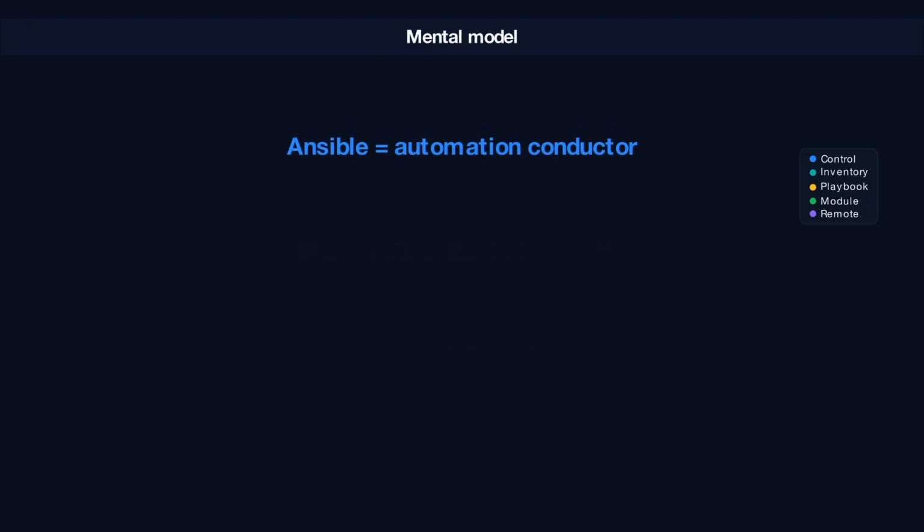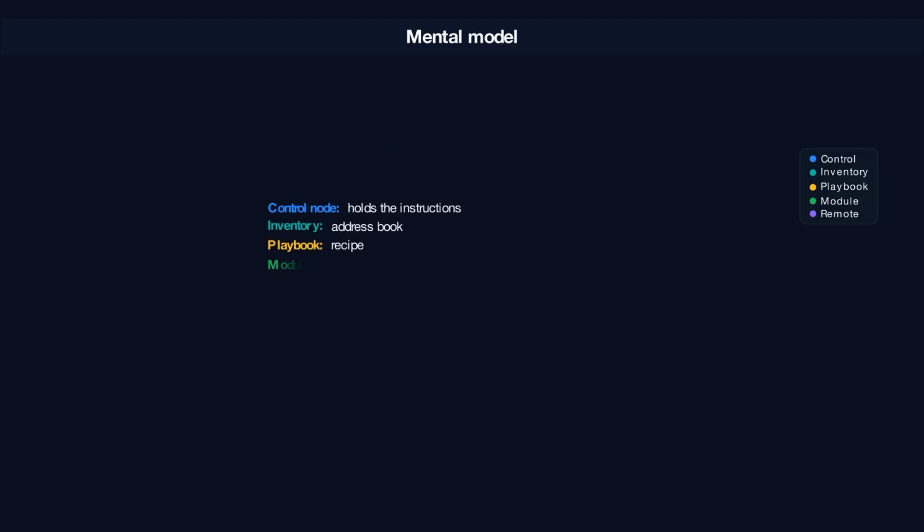Think of Ansible as an automation conductor. The control node holds the instructions. The inventory is the address book. The playbook is the recipe. The modules are the worker tools. The remote machines are the performers. One playbook can update and tune config across 50 Linux servers, restart only if needed, and do it in batches.